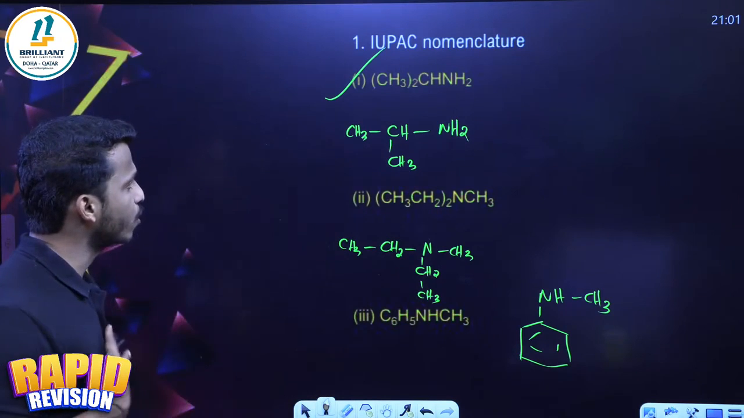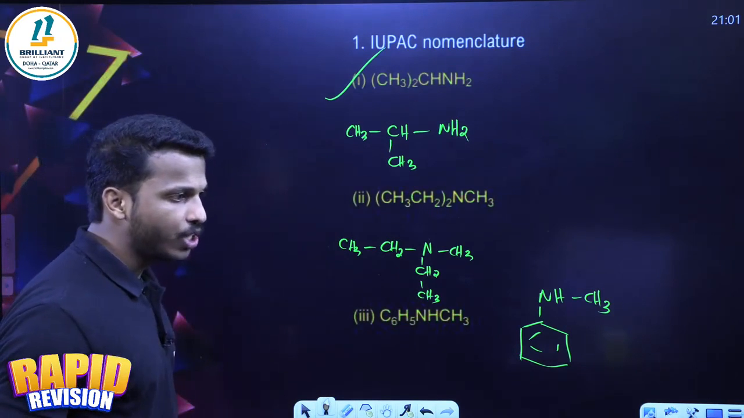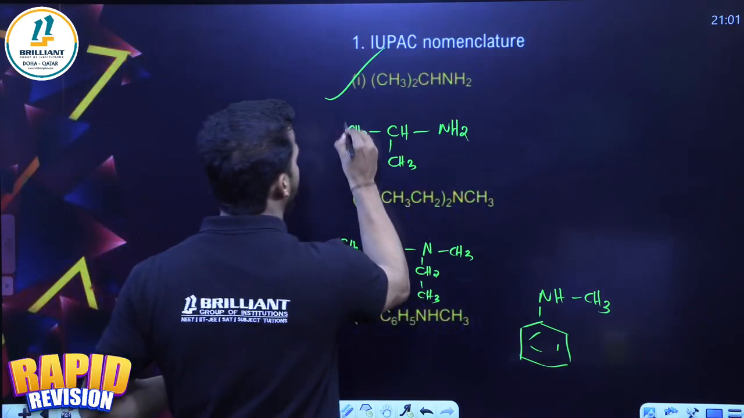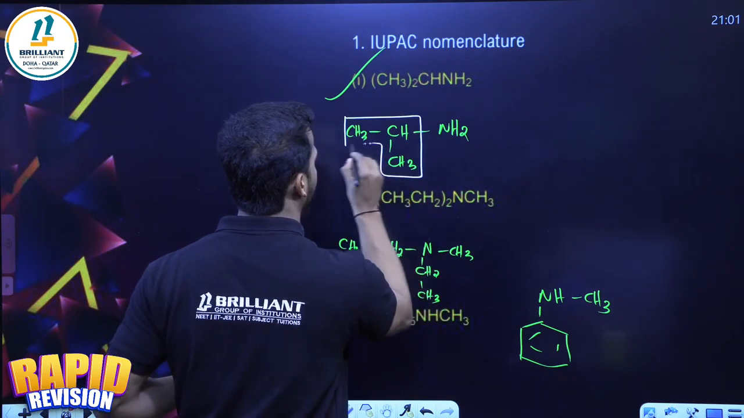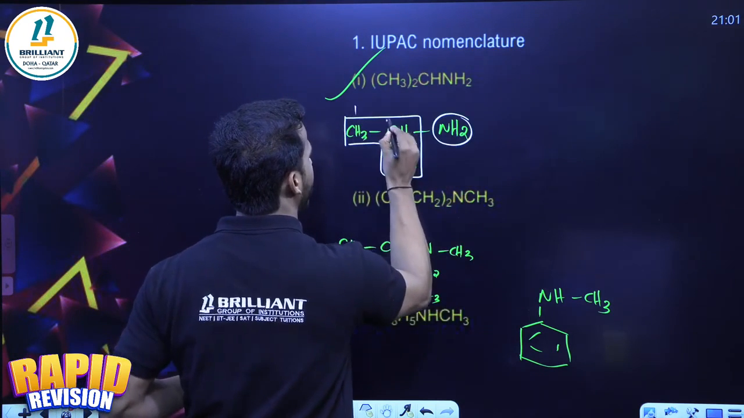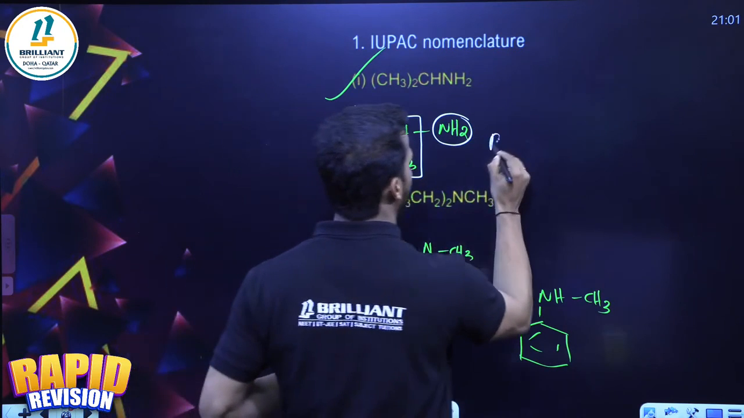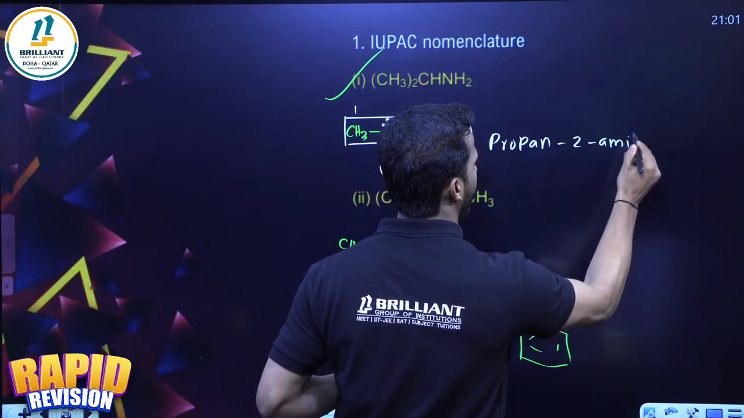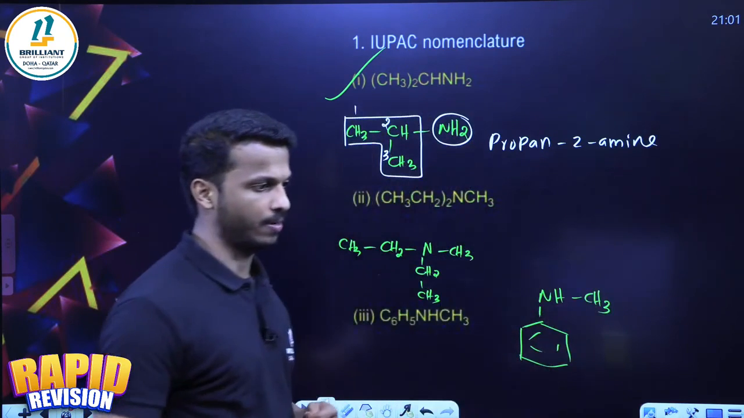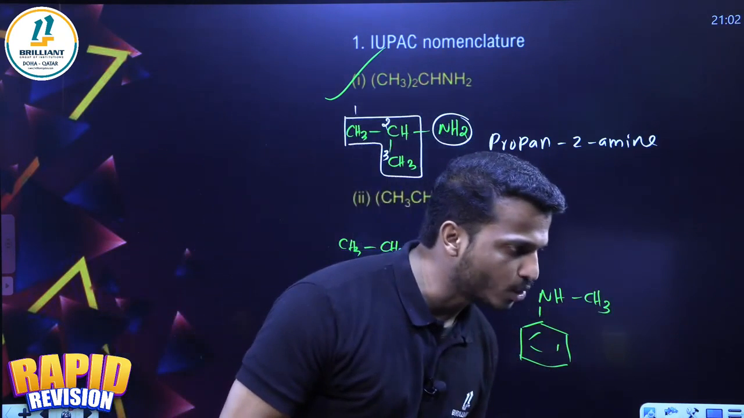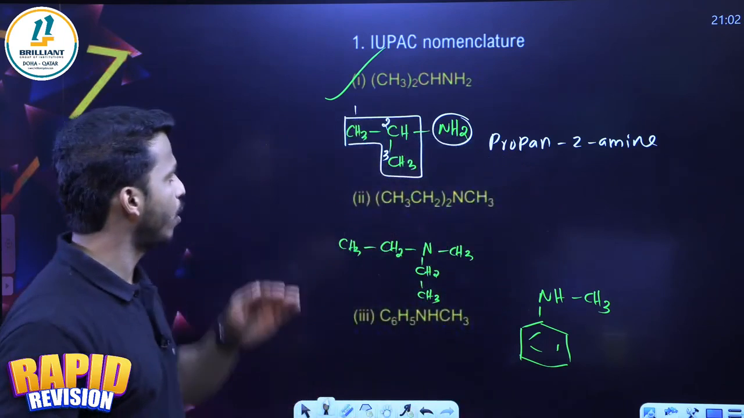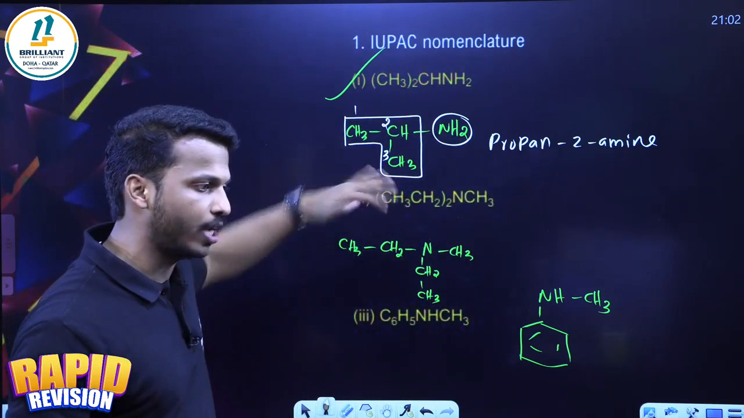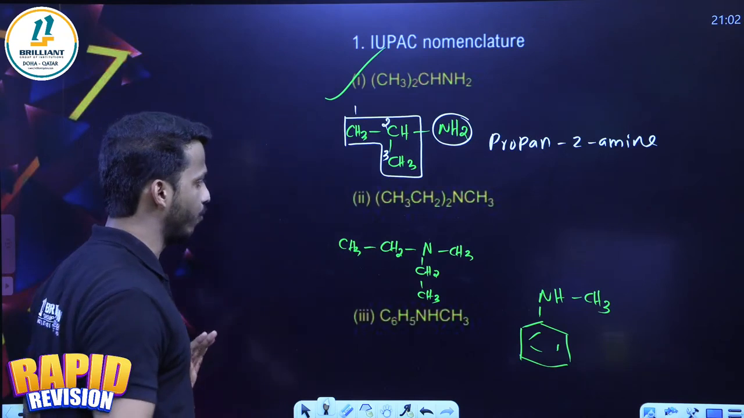So what is the name of the first compound, dear all? Which is the parent chain? The longest chain. This is the parent chain where the amine is in the second position. So what can we say, dear all? Propan-2-amine, or we can say 2-propanamine. Yes or no? Because that is the parent chain. Careful, careful.